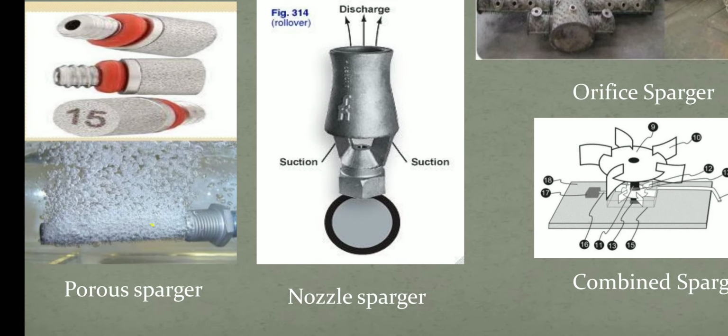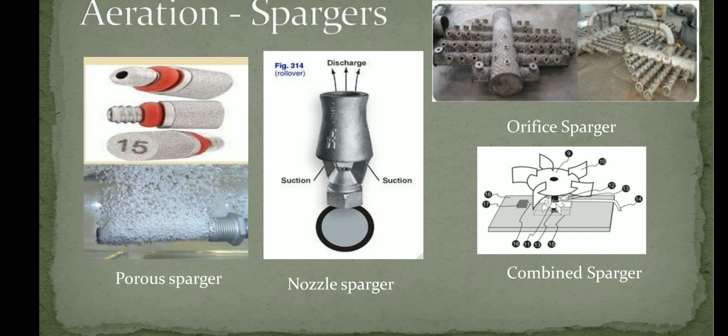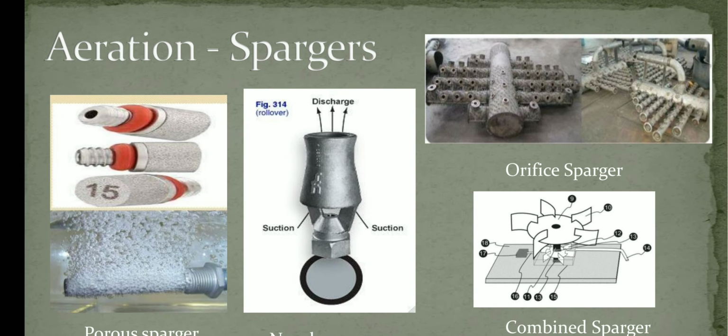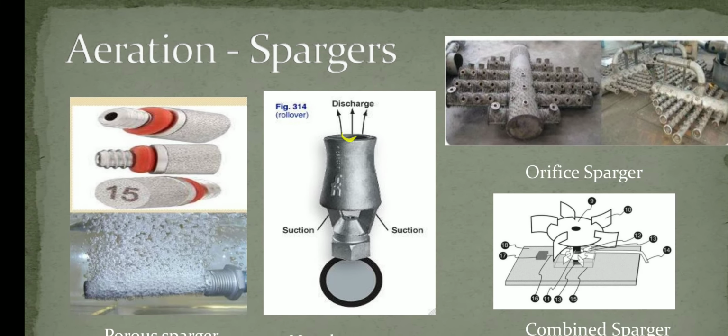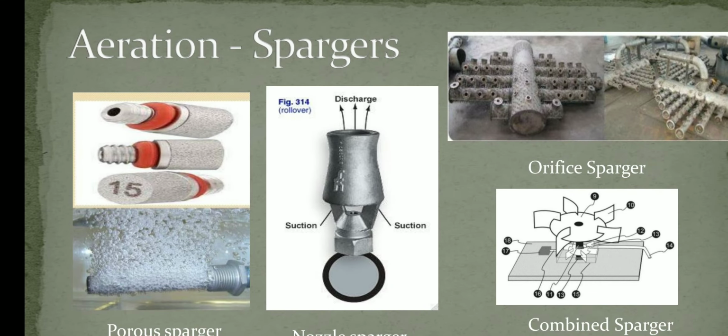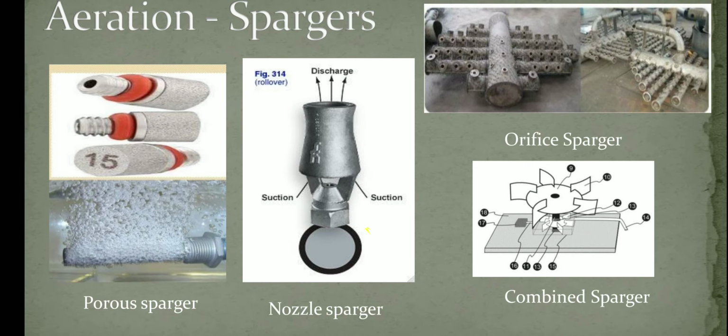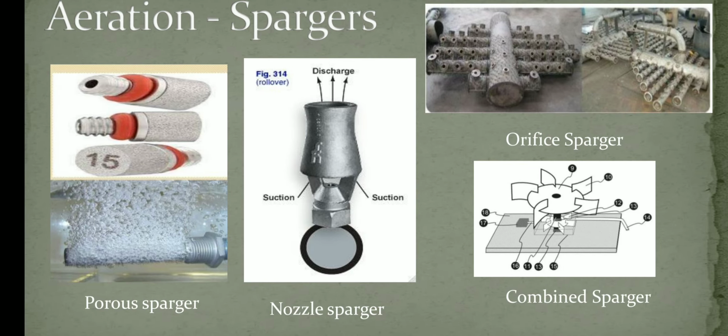So this is a porous sparger. And we have another type of sparger called a nozzle sparger, which has a very wide open mouth here, through which the air is being sparged into the fermenter tank. The sterile air is sucked through a suction here, and at high pressure the air is passed into the fermenter tank through a nozzle sparger.